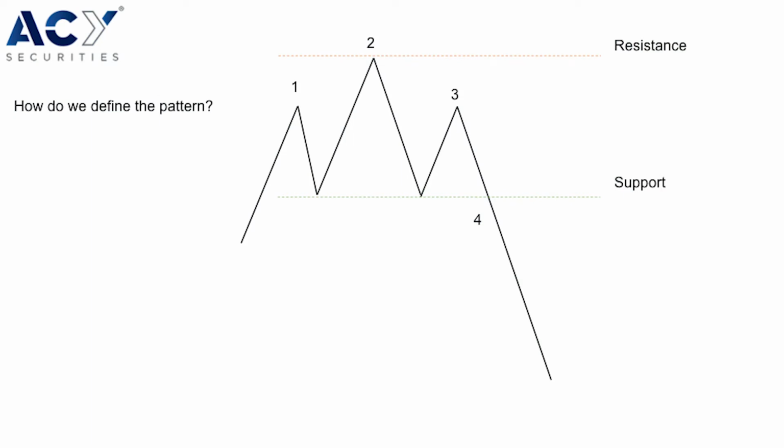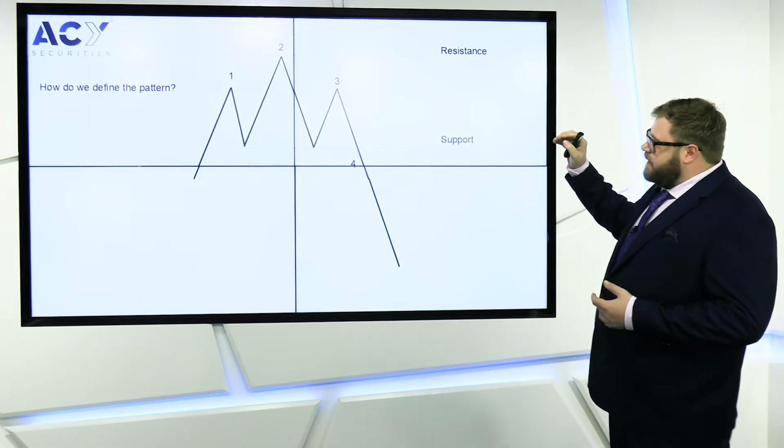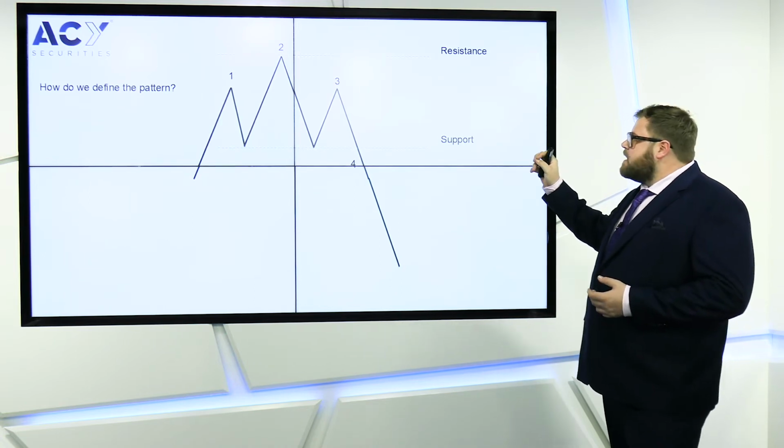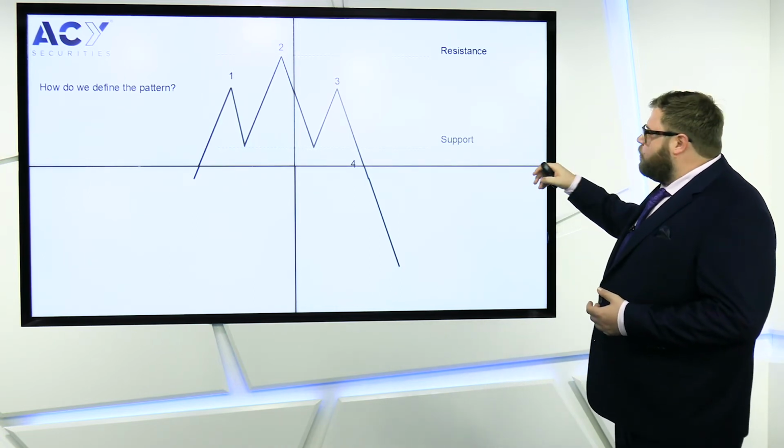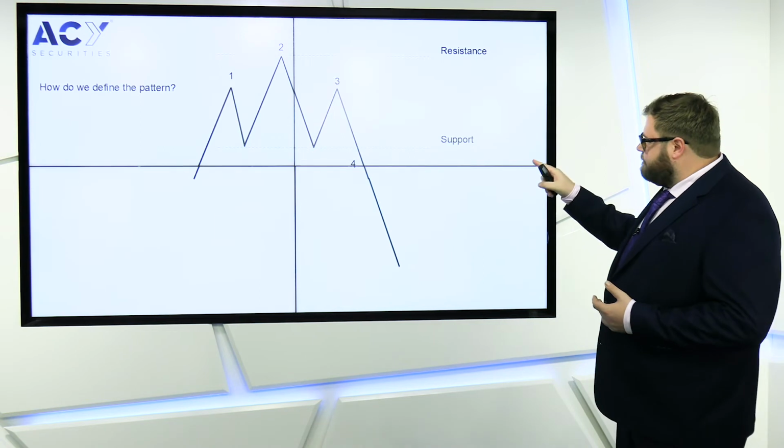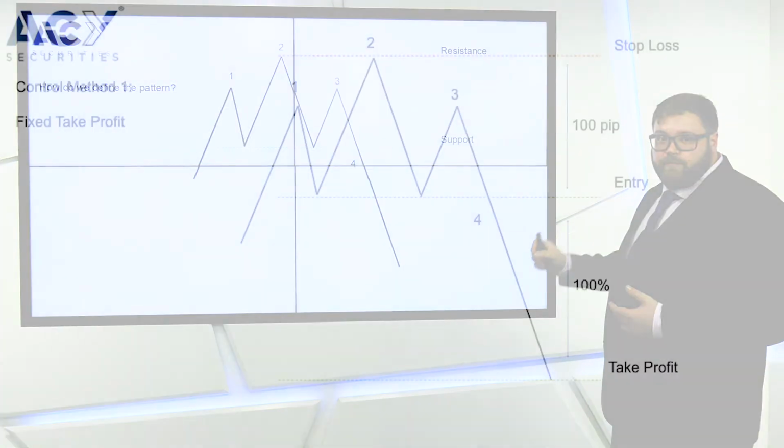At point 1, we can see we have our first swing high. At point 2, we have a higher swing high. And then at point 3, we have a lower swing high that is either equal to or below the first swing high at point 1. Now, the idea of this would be that you would see that you've had a test of price that has failed and it has continued to come back down. We're looking for our entries at point 4 after a break of support.